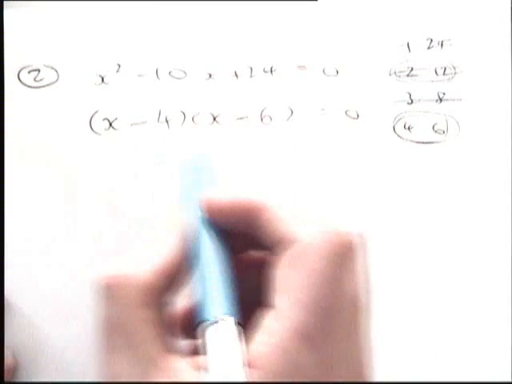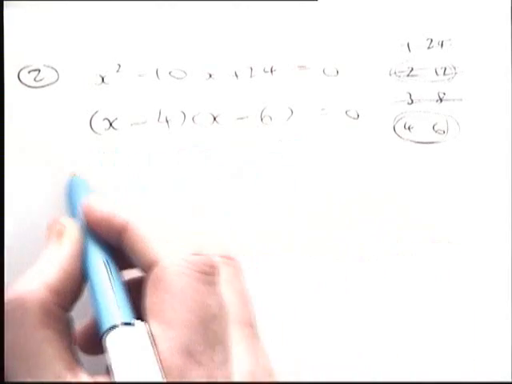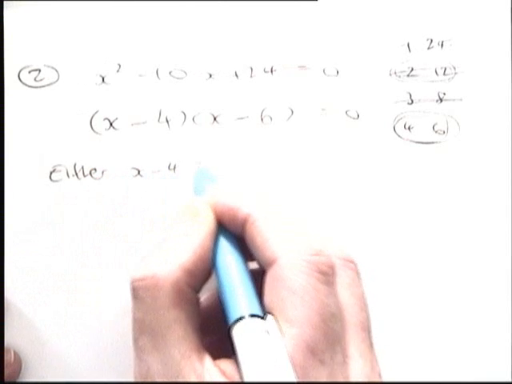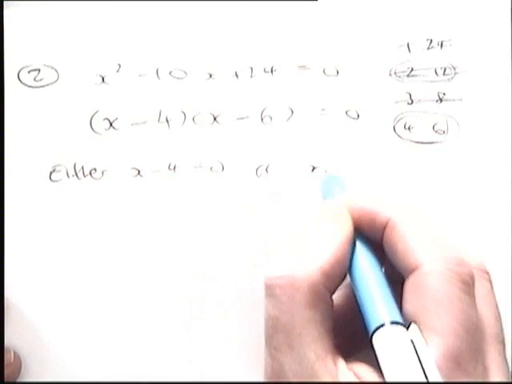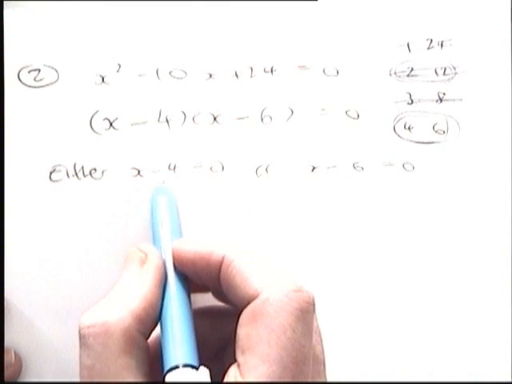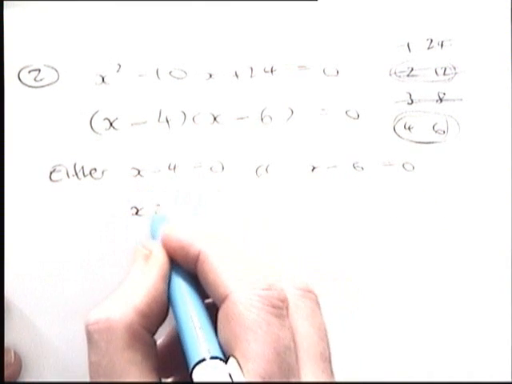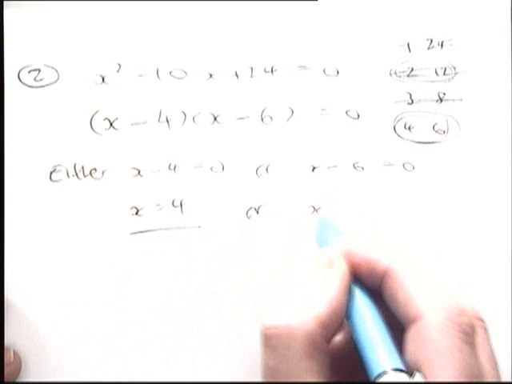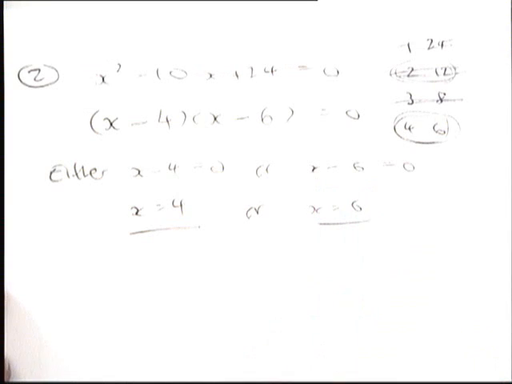My next step is like before. Once I have the two brackets multiplied together equaling 0, I can say either the first bracket equals 0 or the second bracket equals 0. What number, when you take 4 from it, equals 0? 4. So either x is 4 or, over here, x would equal 6, because 6 take away 6 equals 0.